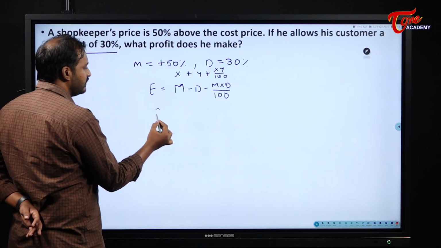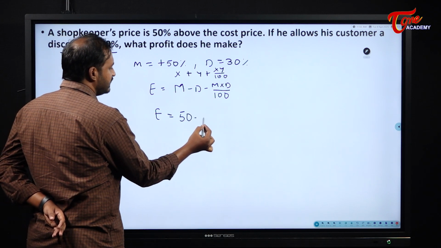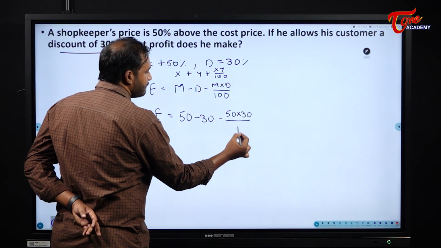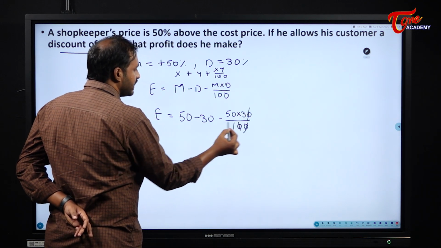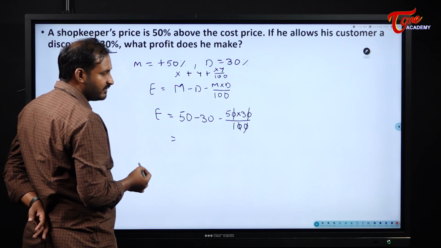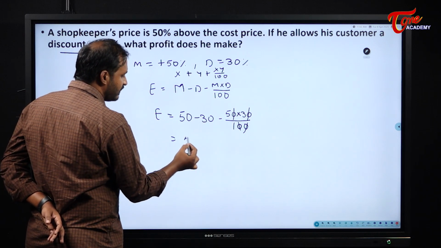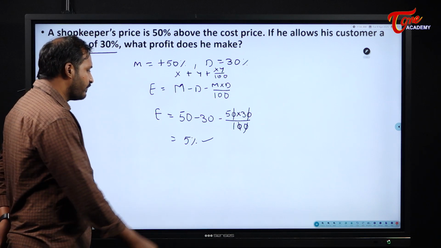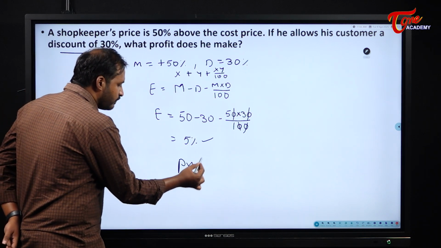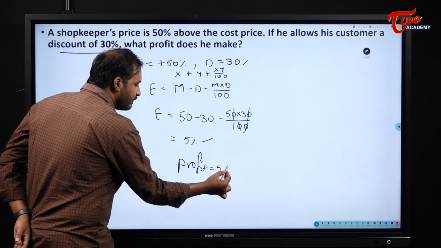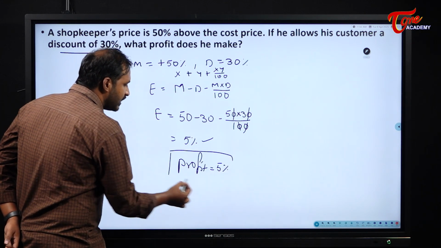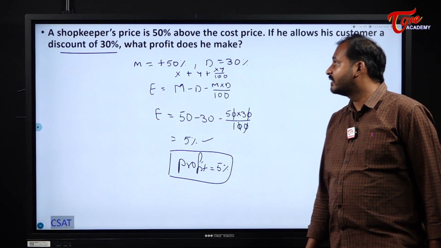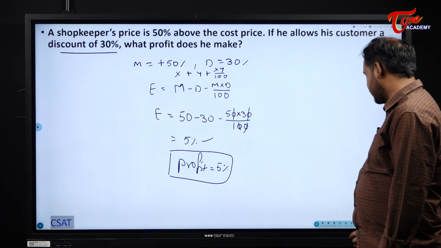Okay, so effectively what you will get? 50 minus 30 minus 50 into 30 by 100. The zeros get cancelled. So 50 minus 30 it will become 20. 20 minus 15 it will become what? 5%. Whether you get a positive value or negative value? Positive value. If it is a positive value, then that is profit. So profit by what percentage? 5%. Understood? So there is a profit of 5% he will make in this case.